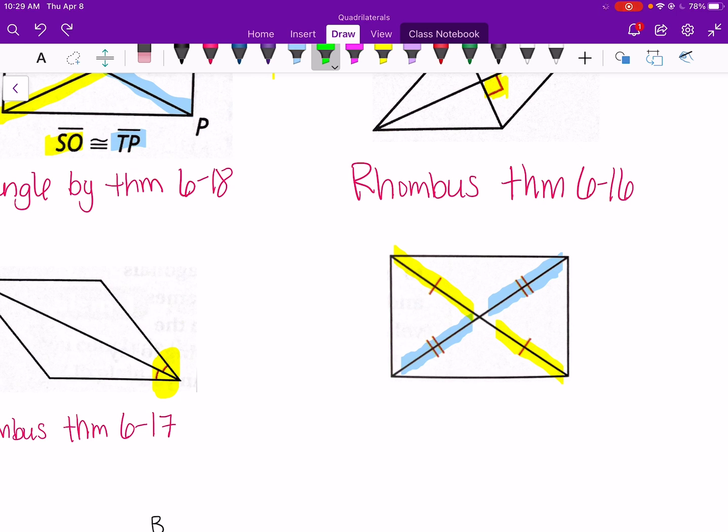So this does not match any of the three theorems we have learned today, but it does match a theorem we have learned in the past, which says if the diagonals bisect each other, then we have a parallelogram. So this one was tricky. This would be a no. We cannot assume that this is a rhombus or a rectangle or a square.